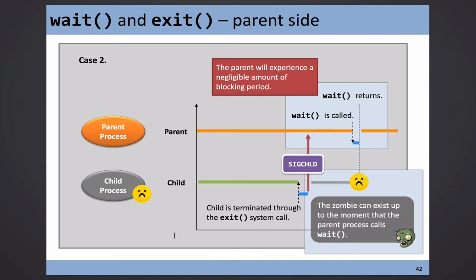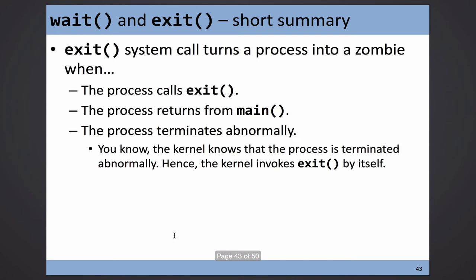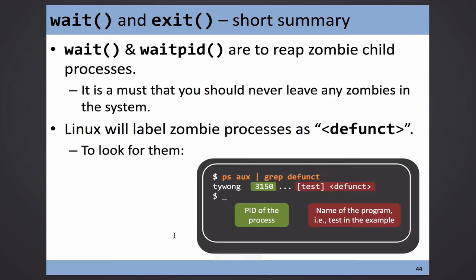Okay? So we go to the exciting part now. Okay, so there's a short summary of exit. Okay. And if you really want to generate some interesting thing like the zombie, okay, you can do this. In Linux, I found it on Mac as well. Okay? If you want to detect whether you have a zombie, you can do this.